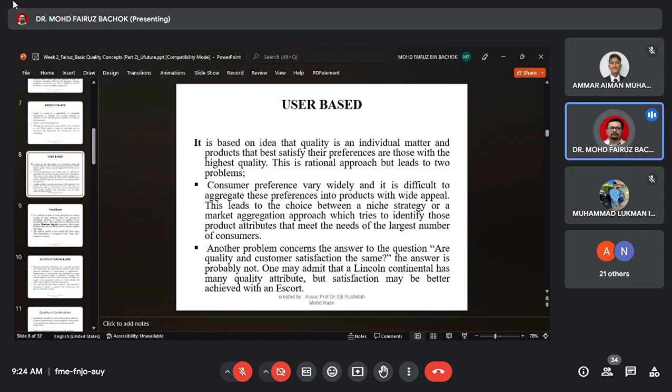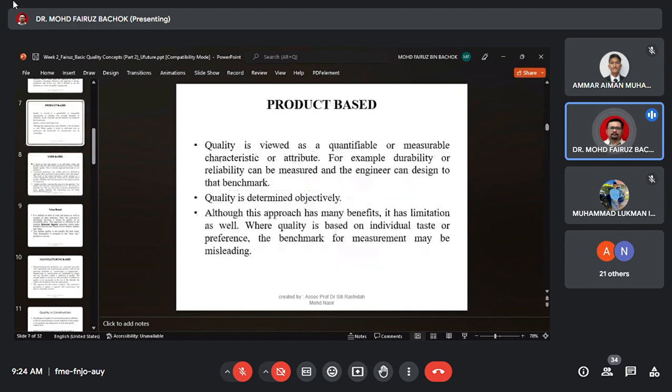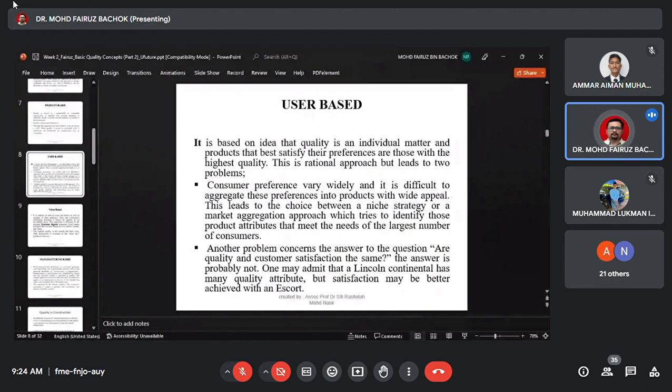But if it is product based, they don't care so much about the customer need. It is different from the user base, where you have to consider all of what the customer needs, and that is why it becomes a wide appeal and it is difficult to set the limitation. That is the problem when you approach with a user base.